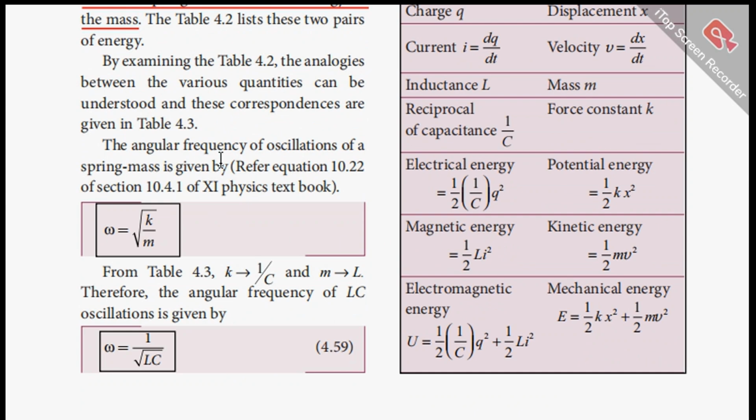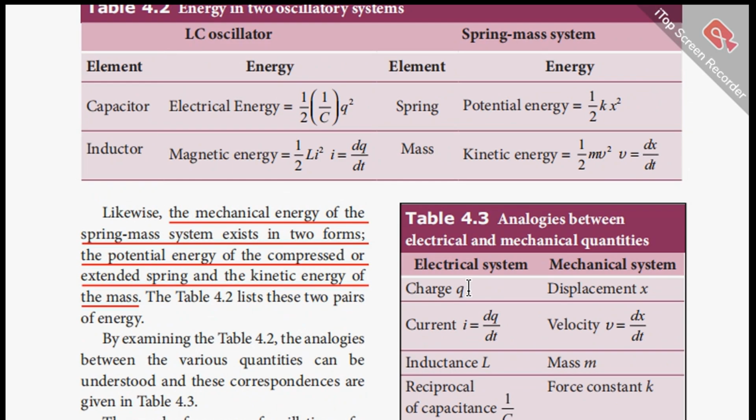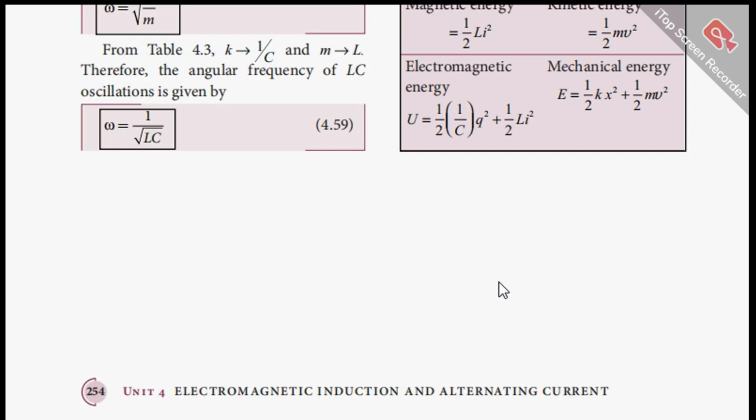The angular frequency of oscillations of a spring-mass system is given by this expression omega equal to root of k by m. And here in the case of LC oscillations, the angular frequency is given by omega equal to 1 by root LC. So these are the things that we should remember in this topic.